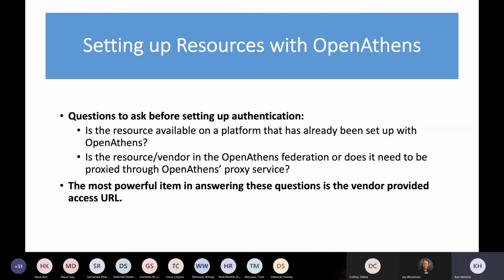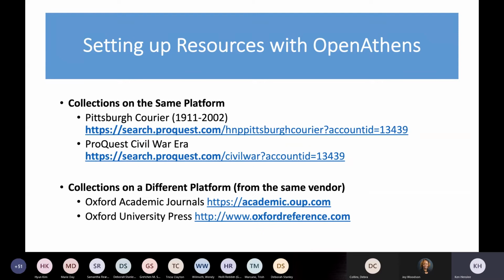I should have mentioned also that the second point is: is the resource in the OpenAthens Federation, or does it need to be proxied through the OpenAthens proxy service? I'll get into the details of how to determine that in a bit. Like I was about to say, the most powerful item in answering these questions is the vendor URL, as you can see here, as an example.